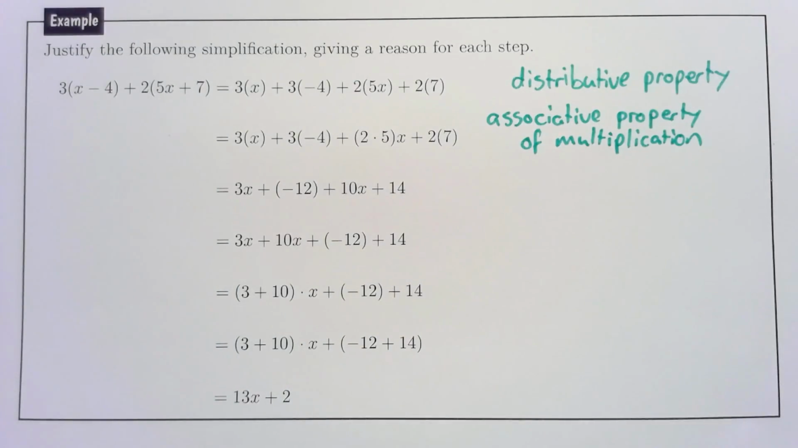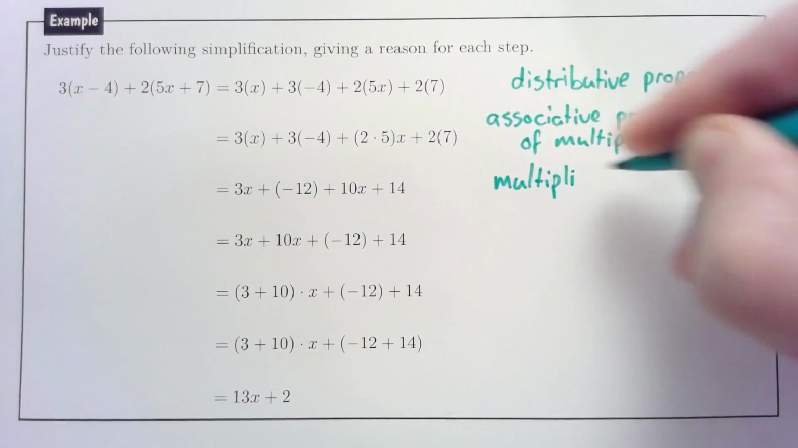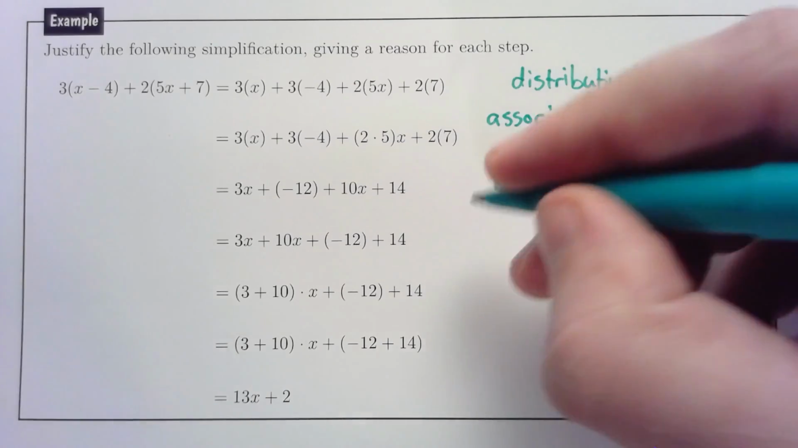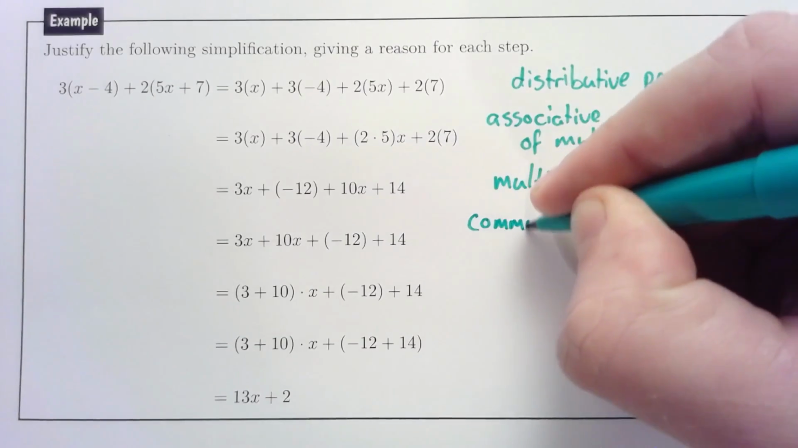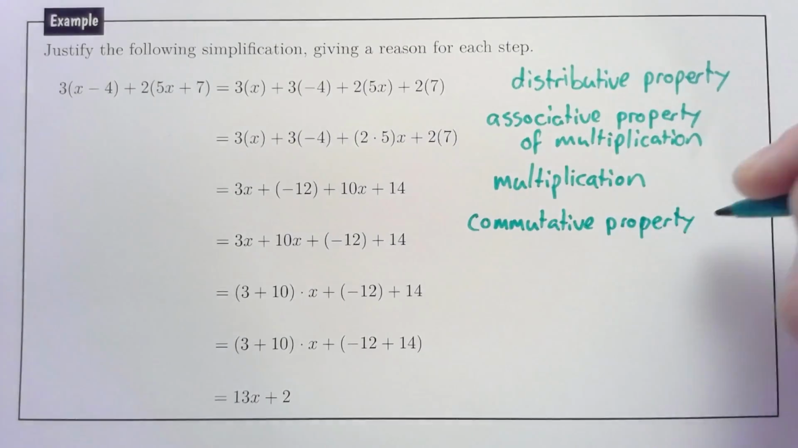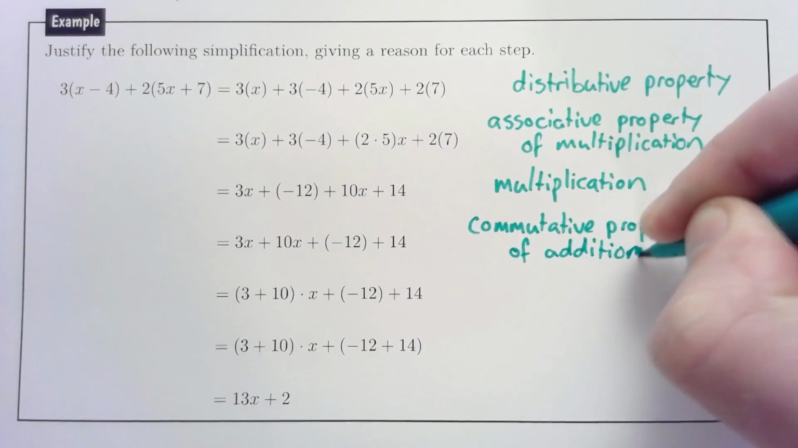In the next step, we can actually perform some multiplication. So 3 times negative 4 is negative 12, and 2 times 5 is 10, and 2 times 7 is 14. Next, we're going to change the order of our terms because we want to have like terms together. What we're doing is switching the order of our middle 2 terms. This is an example of the commutative property of addition.